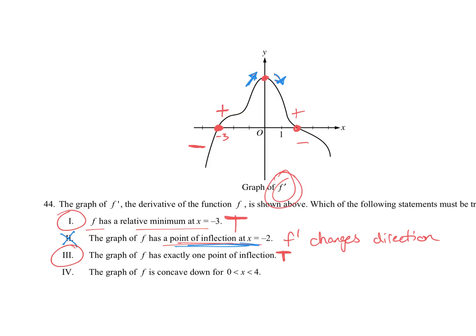And it says the graph of f is concave down. Again, this is often forgotten. If f is concave down, then f prime is decreasing. And is f prime decreasing from 0 to 4? Yes, it is. So another true statement done.